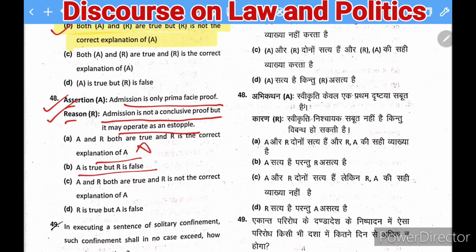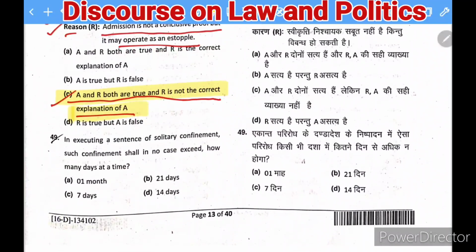A is true but R is false, it is also incorrect. And D, R is true but A is false, it is also incorrect. And let's see this one: A and R both are true and R is not the correct explanation of A. Yes, this is the right answer of this question. Okay, so just see here, this is the right option.